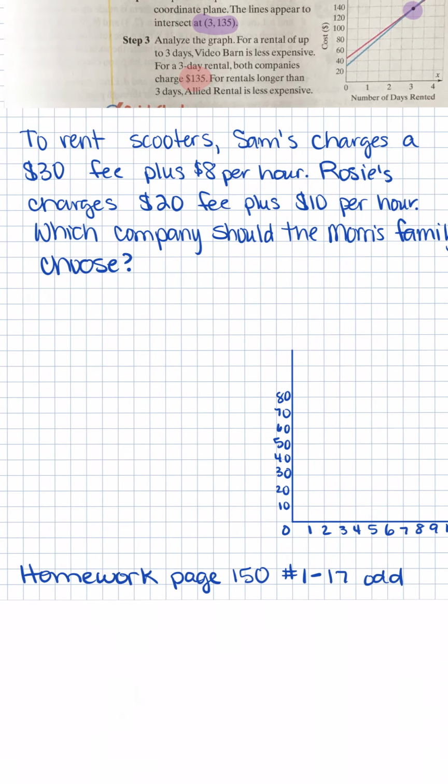To rent scooters from Sam's, he charges a $30 fee plus $8 per hour. Rosie charges a $20 fee plus $10 per hour. Which company should the Morris family choose? Go ahead, press pause, see what you come up with. Come back to me when you're done.